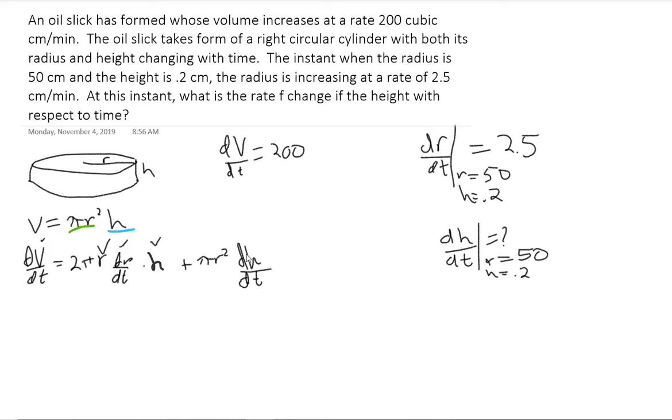Sometimes you're going to have two unknowns. You're going to have to use another formula to find that information. I'll give you an example of that in the next example problem.